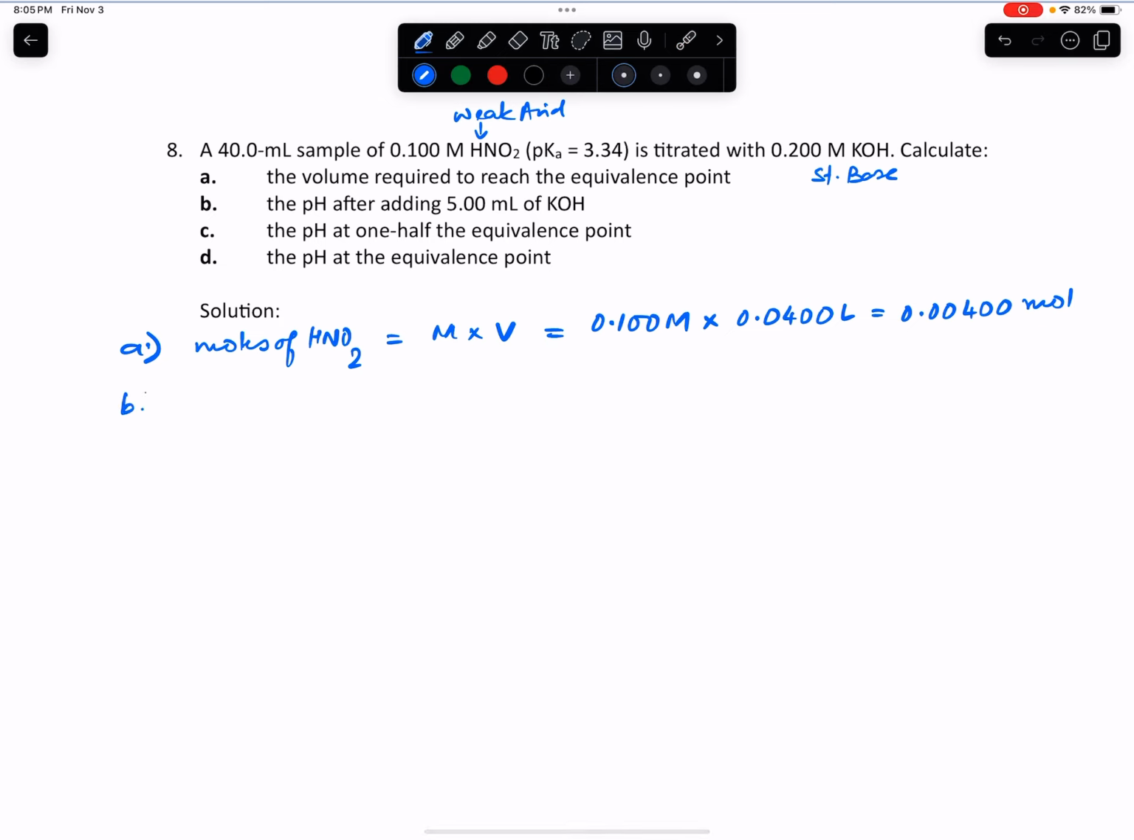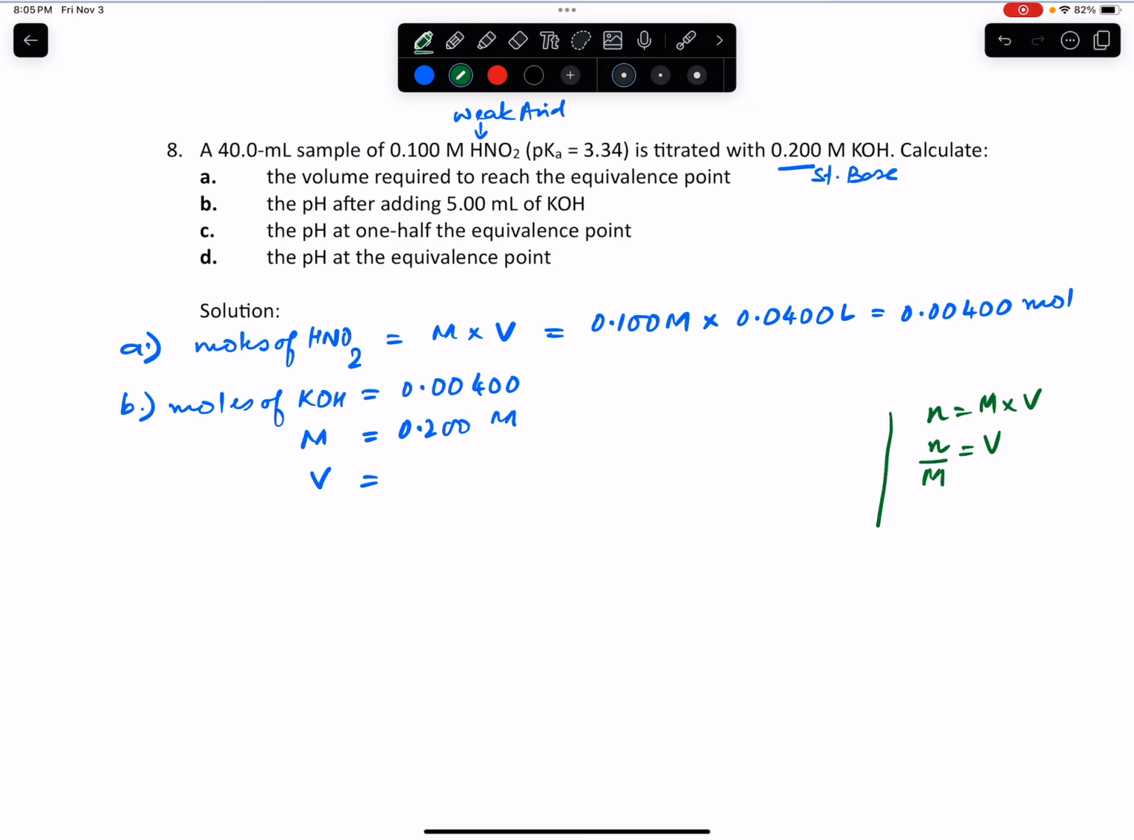Those moles should equal the number of moles of KOH. So the moles of KOH is equal to 0.00400, which is the amount needed to neutralize the acid. The concentration is already given to us as 0.200 molar. To find the volume, we use this relationship: the number of moles is equal to molarity times the volume. So the volume is equal to the number of moles divided by the molarity.